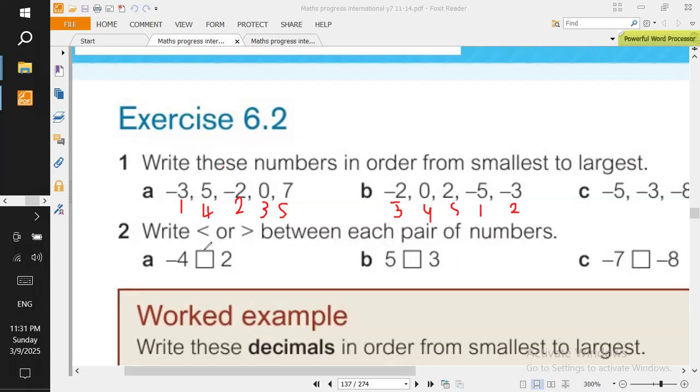Now let's move on. Write bigger than or smaller than between these two numbers. Depending on the numbers that you have here, -4 and 2, which one is bigger? It's the 2. Very good. So the bigger side or the opening of the sign will be on the bigger number. So this sign should be like this. So 2 is bigger than -4.